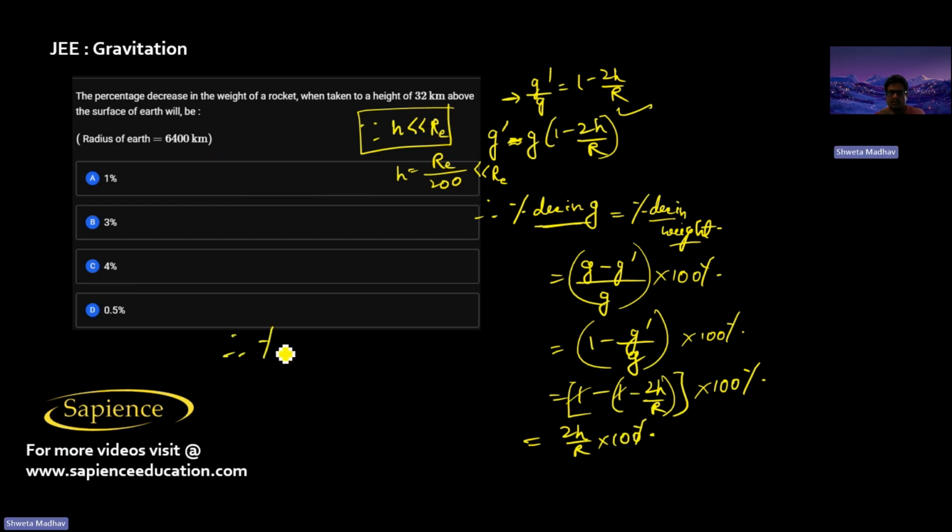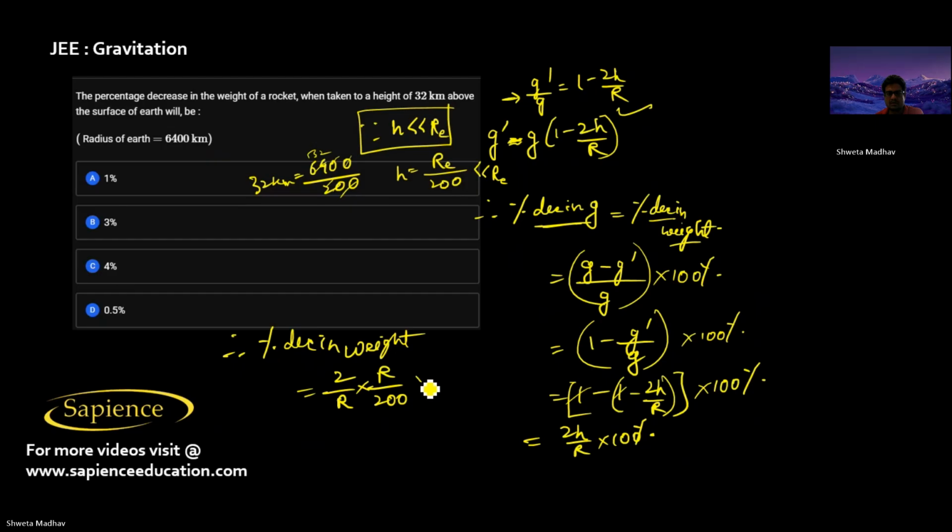So therefore, the required percentage decrease in the weight is equal to 2 by r into the height, which is r by 200, since 32 kilometer is 6,400 kilometer divided by 200, into 100%. This 2 and this 100 cancel, so this is 1%. So there is 1% decrease in the weight. So option A is the correct answer.